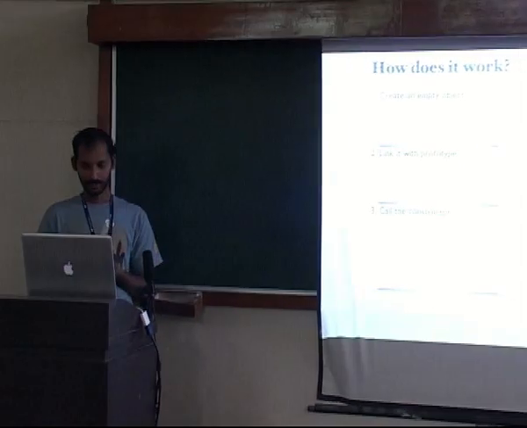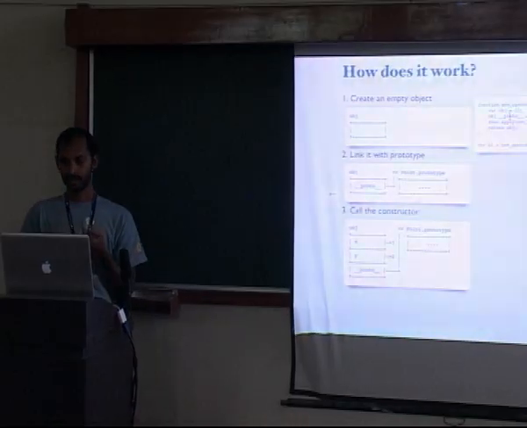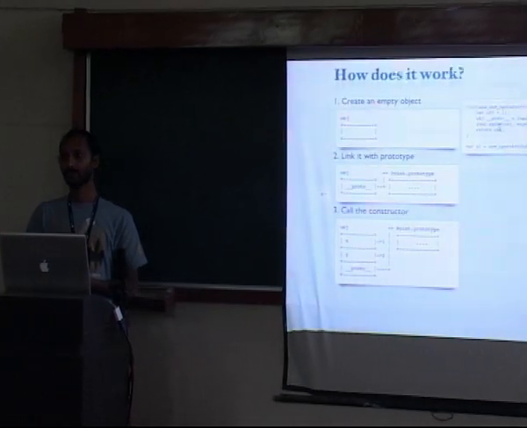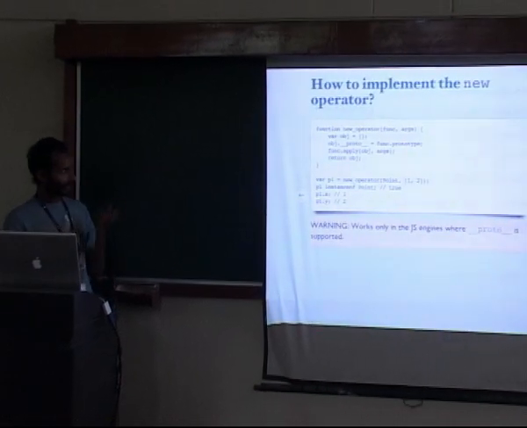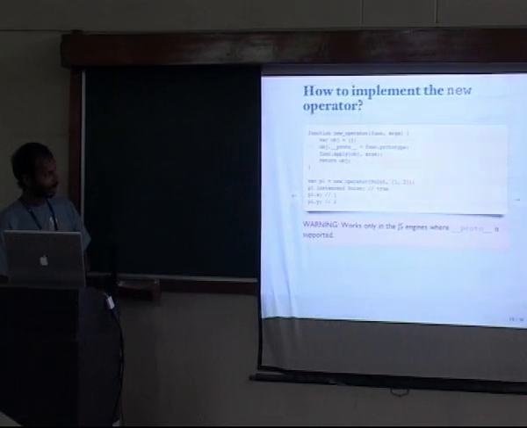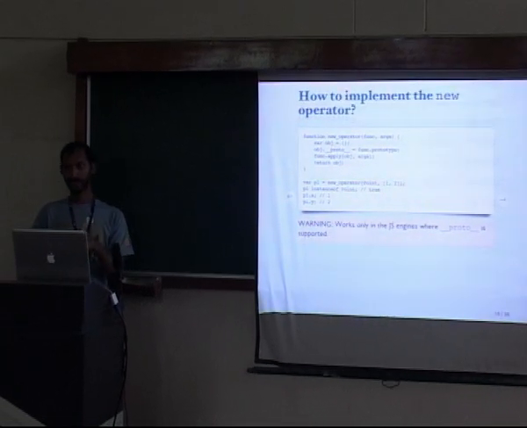So there are three different steps that we're doing: creating an empty object, linking the prototype, and then calling the constructor. That's all it does. So it's not too difficult, right? You can see it's pretty straightforward. It just creates an object, links the prototype, and calls a constructor.